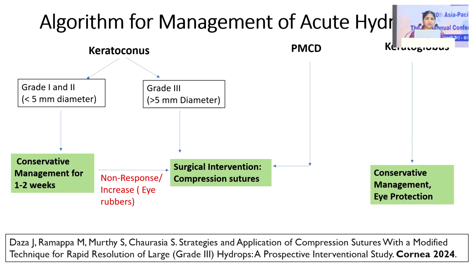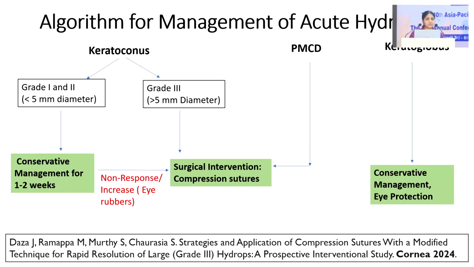If we look into the algorithm based upon the conditions where acute hydrops occurs, for keratoconus with hydrops, typically grade 1 and grade 2, which means that the area of hydrops is less than 5 millimeters, the preferred management is conservative for about 1 to 2 weeks, and if there's no response, then a surgical intervention might be required. Grade 3 hydrops, which is more than 5 to 6 millimeters overall, generally requires a surgical intervention for quick recovery, and this is in the form of compression sutures.